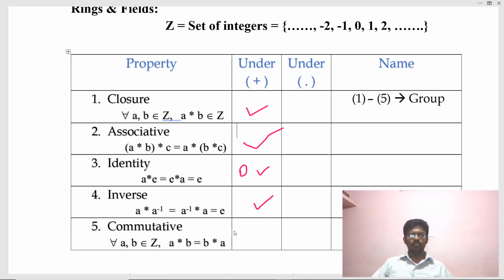And then the commutative property, a plus b equal to b plus a, we know. So a collection of elements satisfying these 5 properties is called a group. Actually, we are giving names to collections satisfying particular properties, right?